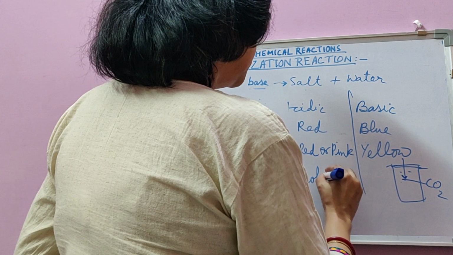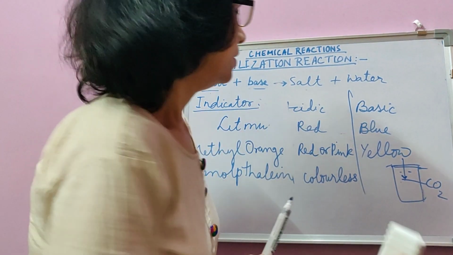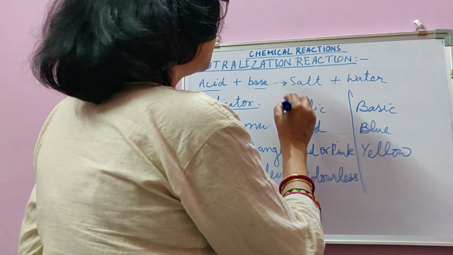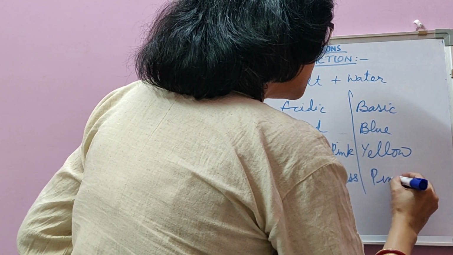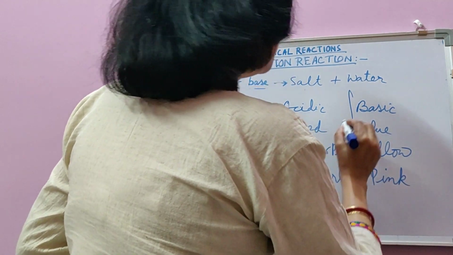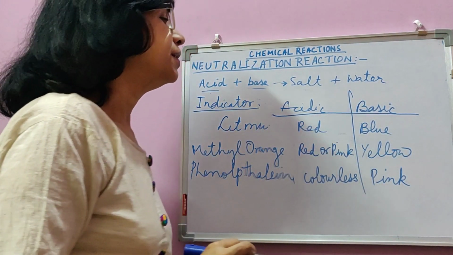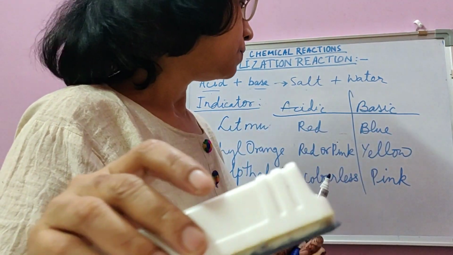Phenolphthalein stays colorless in neutral or acidic medium, but turns pink in the basic medium. With the help of this color change, we can confirm a given solution to be acidic or basic.